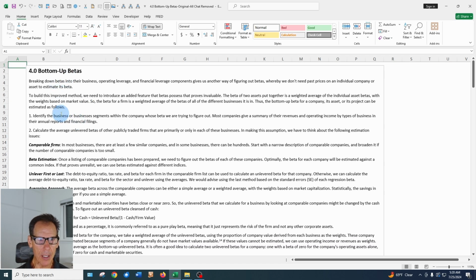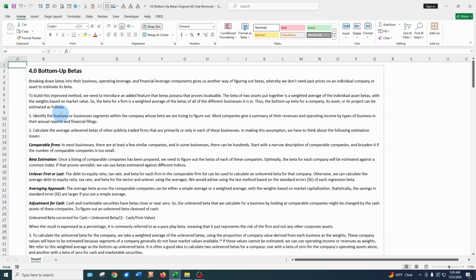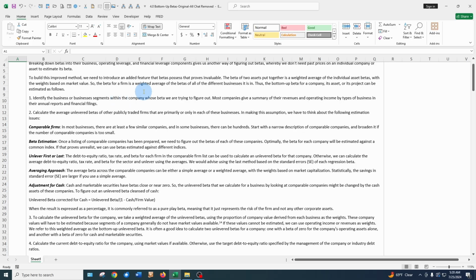And I've talked about betas ad nauseum. Well, this will wrap up betas, but this is a pretty good explanation. So I'm going to go through and explain this one more time. To build this improved method, we need to introduce an added feature that betas possess that proves invaluable.